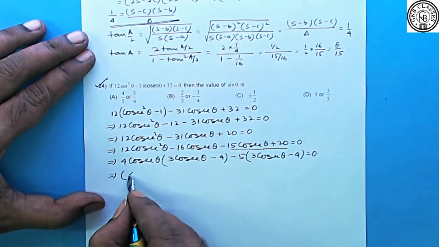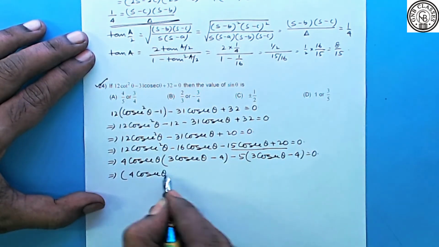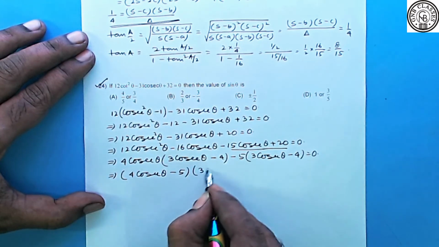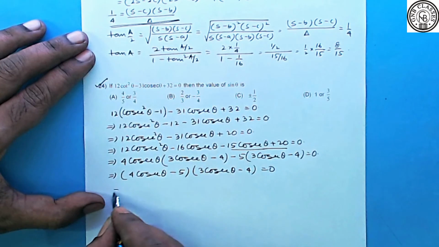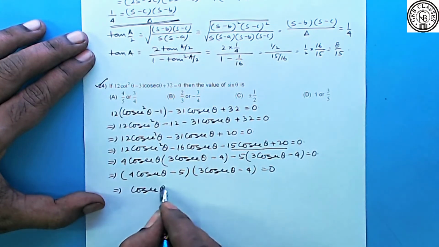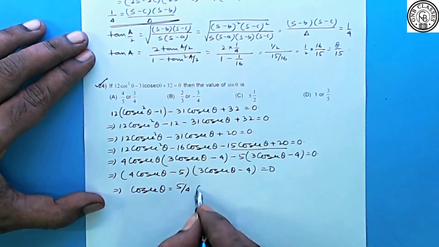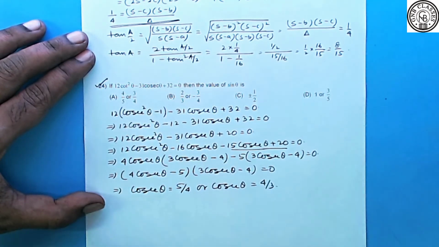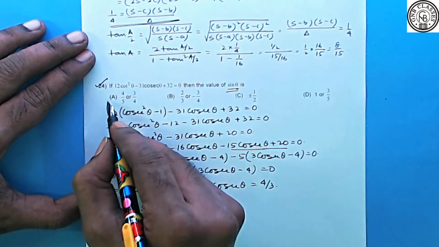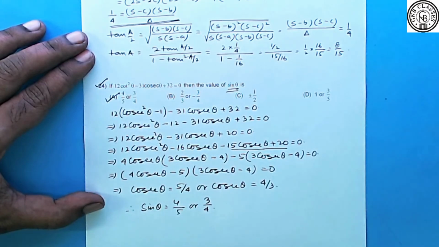That implies 4 cosec theta minus 5, 3 cosec theta minus 4 equals 0, which implies either cosec theta is 5 by 4 or cosec theta is 4 by 3. We have to find out the value of sine theta. Therefore, the value of sine theta is either 4 by 5 or 3 by 4. Is it clear? Hence, option A is correct.